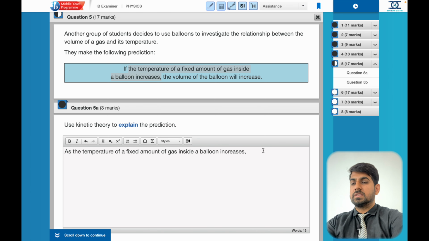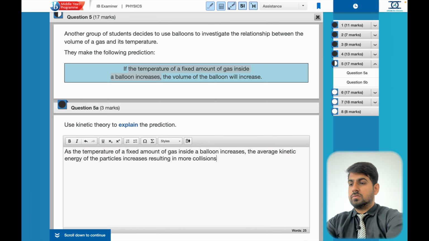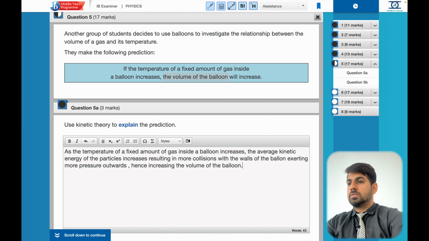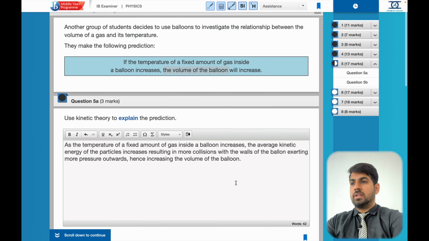So we can say, as the temperature of a fixed amount of gas inside a balloon increases, the average kinetic energy of the particles increases, resulting in more collisions with the walls of the balloon, exerting more pressure outwards, hence increasing the volume of the balloon. Okay, so I hope this is quite clear. So I have used the kinetic theory to explain the prediction.